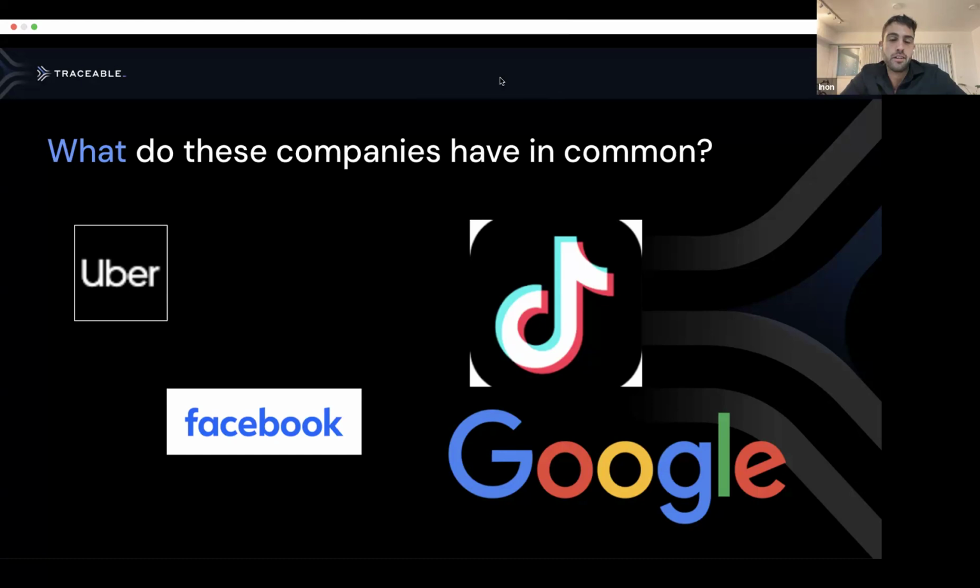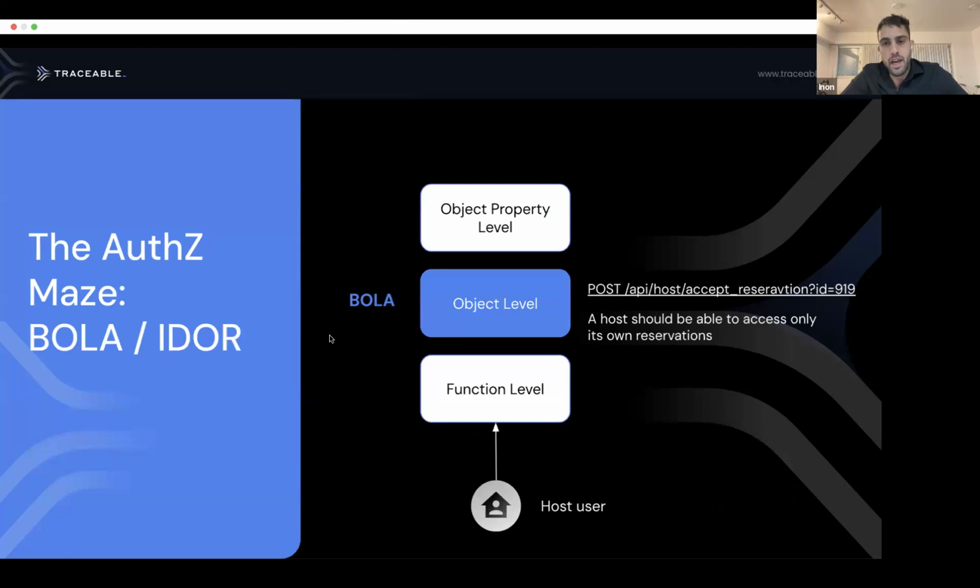And this is by far the most common vulnerability in APIs. Every time I test an API, I find a critical vulnerability that allows me, as the attacker, to read information of other users or even delete other users and many other scary things. So let's try to understand what happens in a BOLA or IDOR vulnerability. And we go back to the Airbnb example.